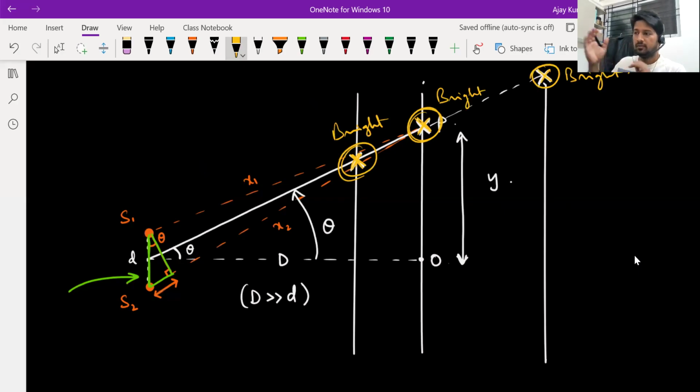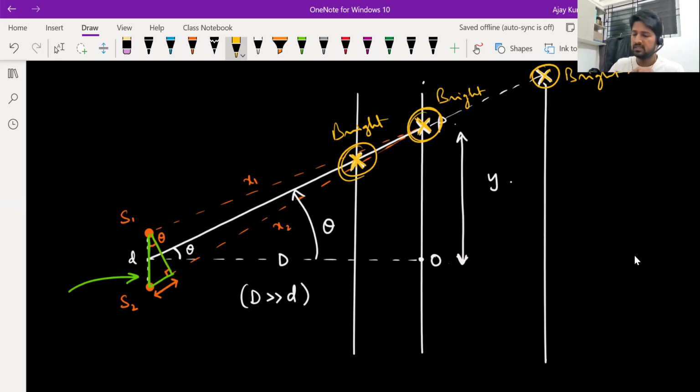Right? So when the screen is brought closer or farther, the angular position of the maxima and minima does not change. The angle at which the waves undergo a particular kind of interference does not change. If they are undergoing constructive interference at that angle, they'll continue to undergo constructive interference at that angle, always. The linear position may change. Y can change depending on where the screen is placed. Theta will not change. That is why the angular position is important. It's something which gives you the definite pattern.